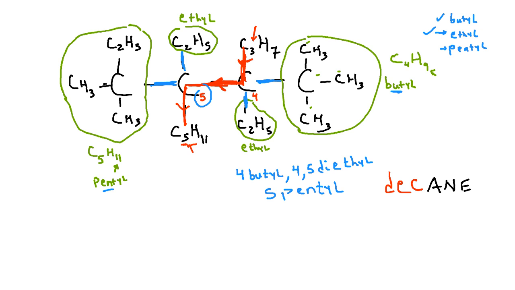Okay, and we listed them, and then we put them alphabetically. We saw which carbons they were on, and we found it was 4-butyl, 4,5-diethyl, 5-pentyl, decane. Okay, we're so brilliant, aren't we? Brilliant. Okay, all right. Let's try another one.